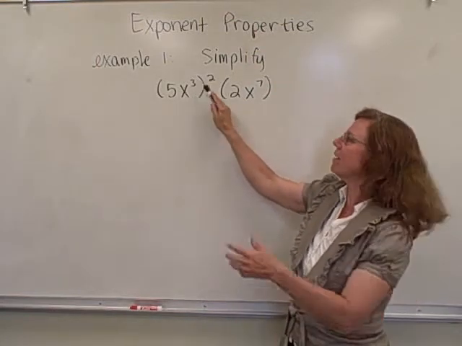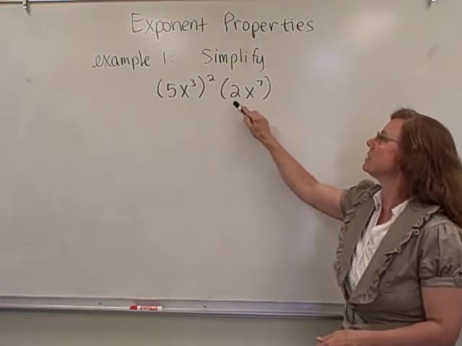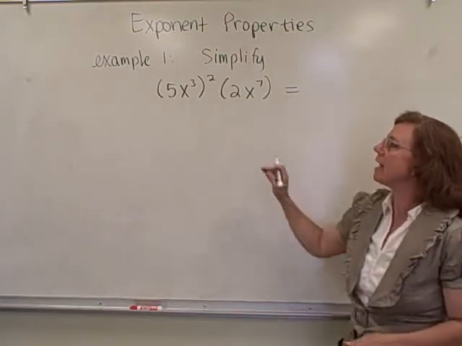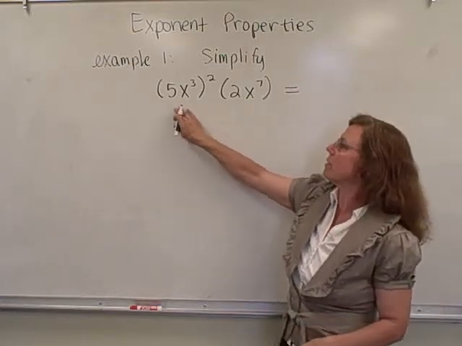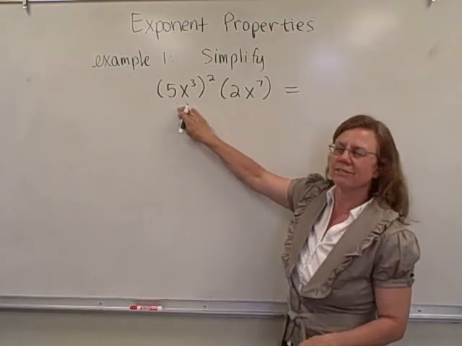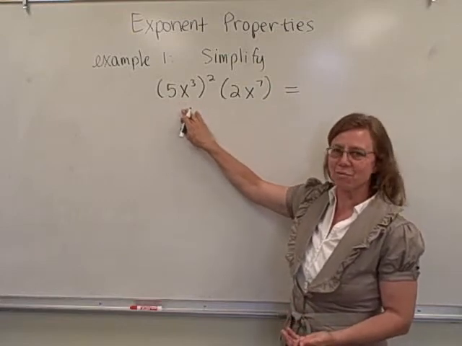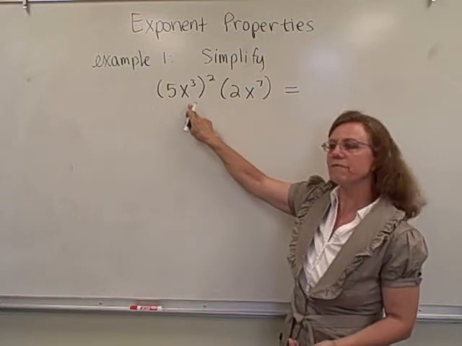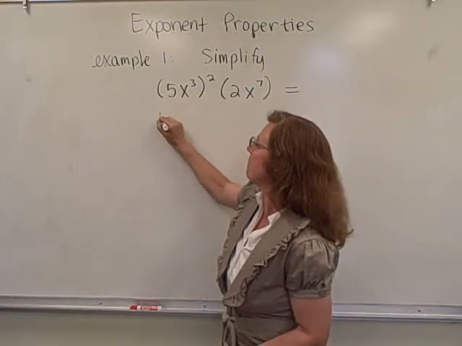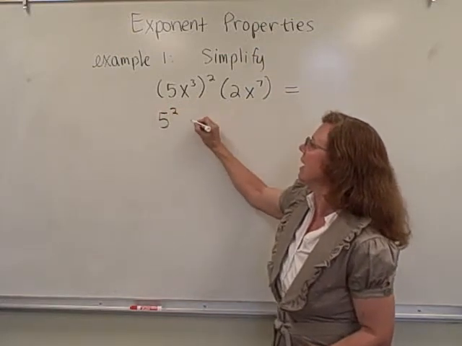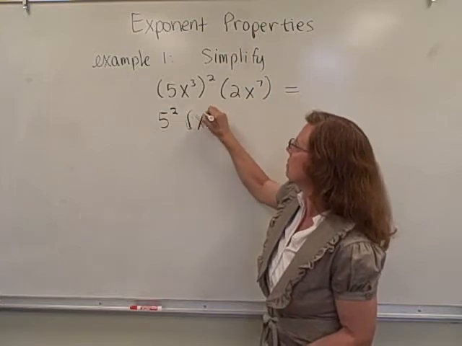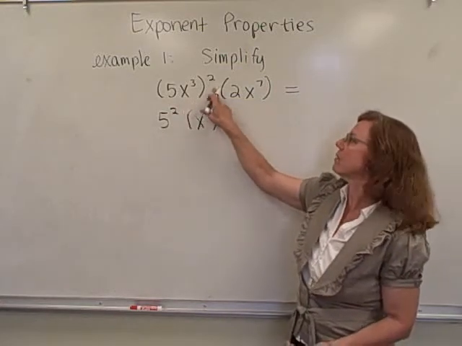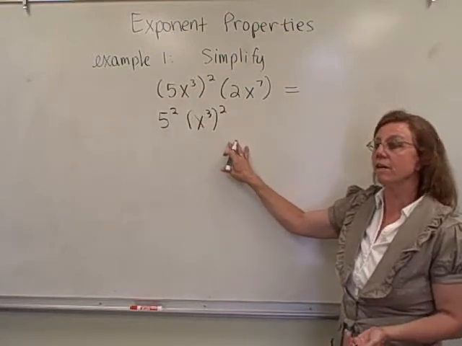5x to the third power, all squared, times 2x to the seventh power. And so to simplify that, I think I'll start with the product rule, since our base is a product, and so we need to apply this exponent to both factors of the base. So that means I would have to square 5, and I would have to square x to the third power, because this is a product, and so we apply that exponent to each factor of the base.